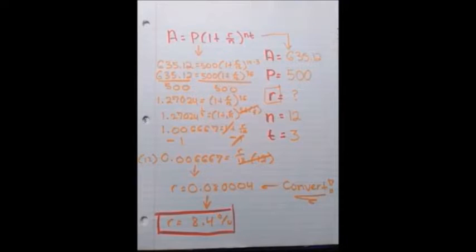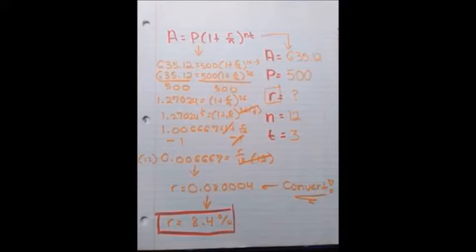This becomes 1.006667, and afterwards, since the parentheses are then gone, we can continue our process of isolating the variable. We do this by subtracting 1 on both sides, and finally canceling out the 12 by multiplying by 12 on both sides to finally isolate r.